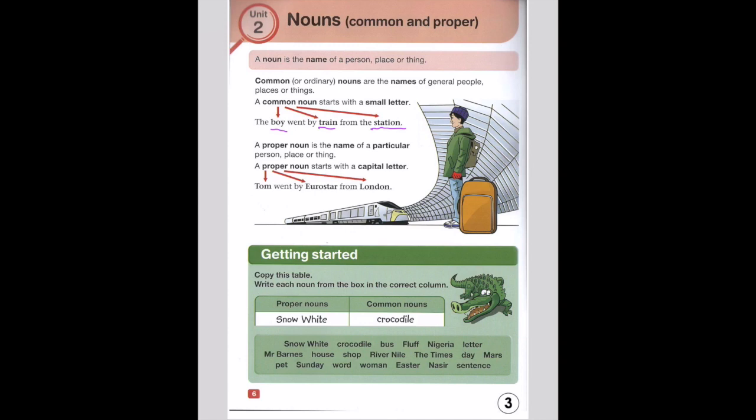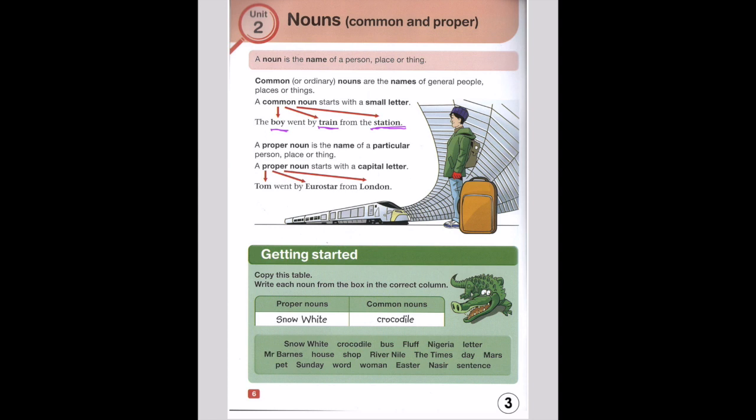They don't need a capital letter. It only needs to start with a small letter. So for example, the boy, train, and station. The boy went by train from the station. Those are all nouns, and they're all common nouns.